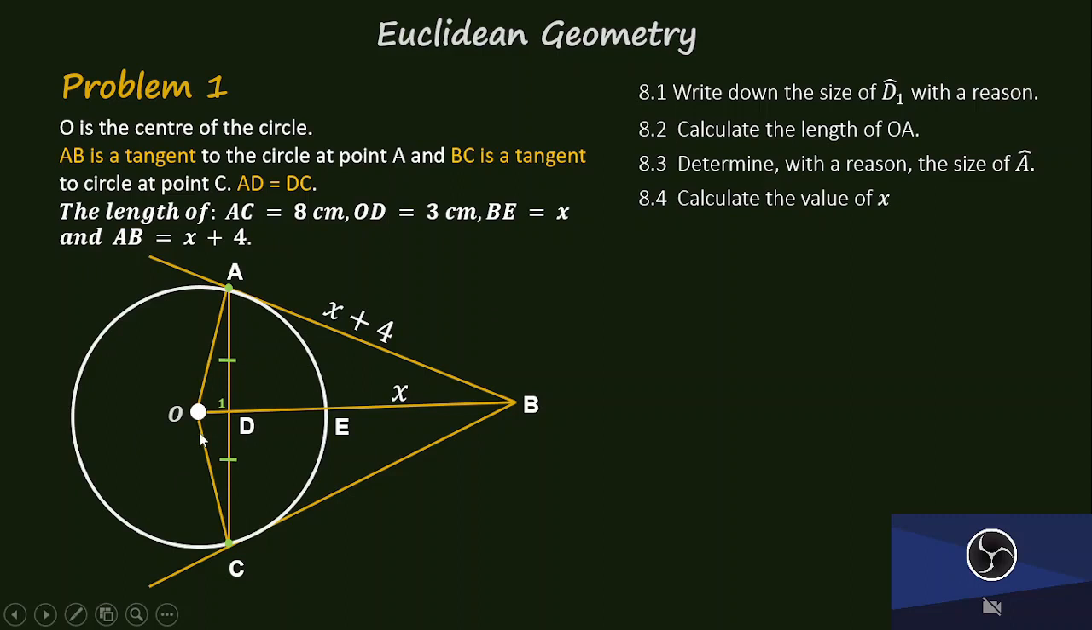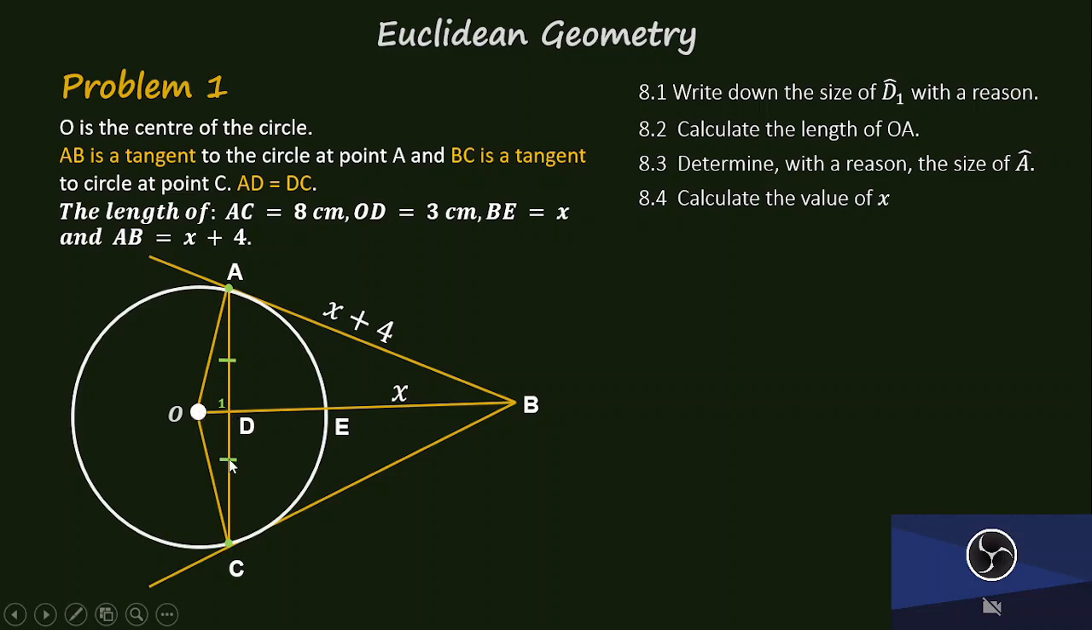This is theorem number 1. Can you see theorem number 1? I have a line drawn from the center of the circle to the midpoint of a chord AC. You see the chord AC. So it's a line that moves from the center of the circle to the midpoint of the chord.